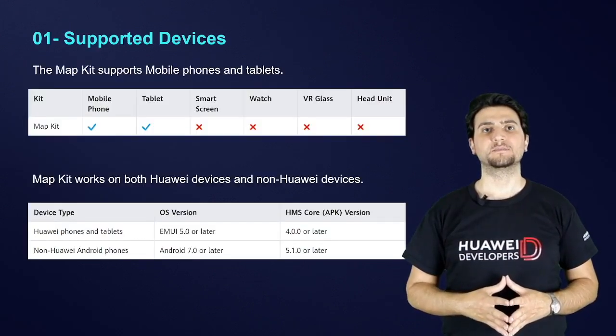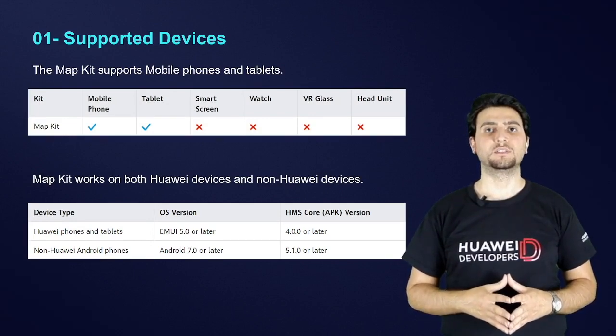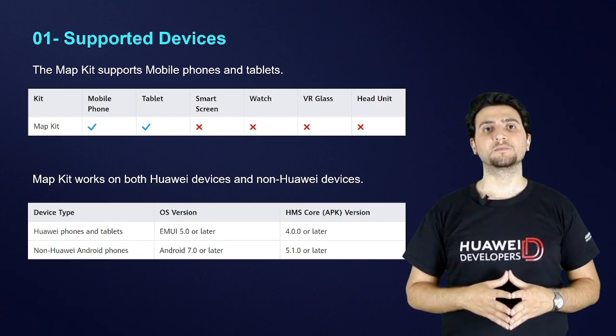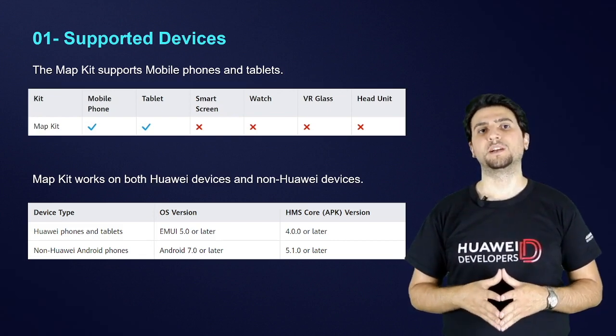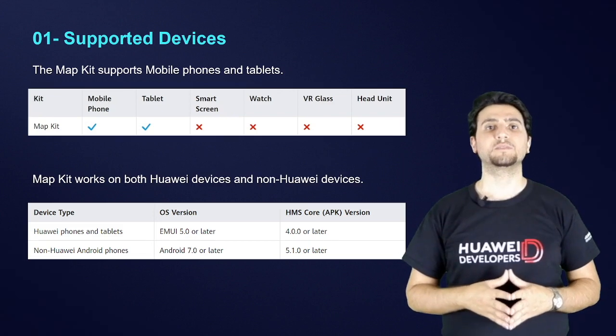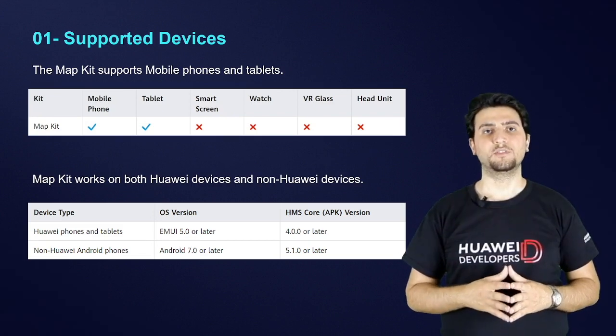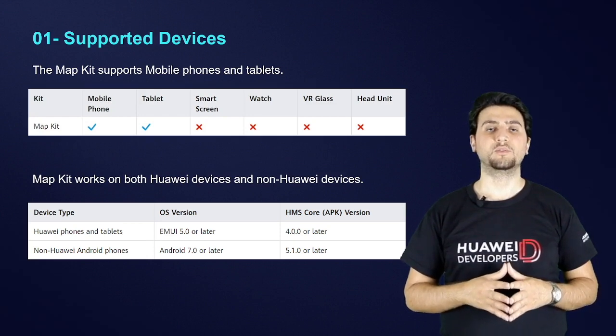Supported devices. Map Kit supports mobile phones and tablets. For now, it does not support smart screens, watches, VR glasses, and head units. But the devices supported by the Map Kit are increasing as time goes by. On the other hand, Map Kit works on both Huawei devices and non-Huawei devices. The only requirement is HMS Core needs to be installed on the device.